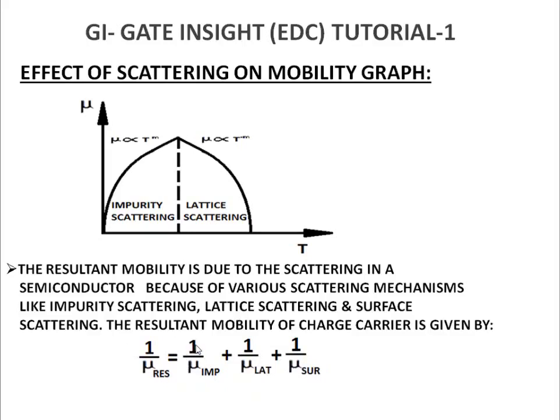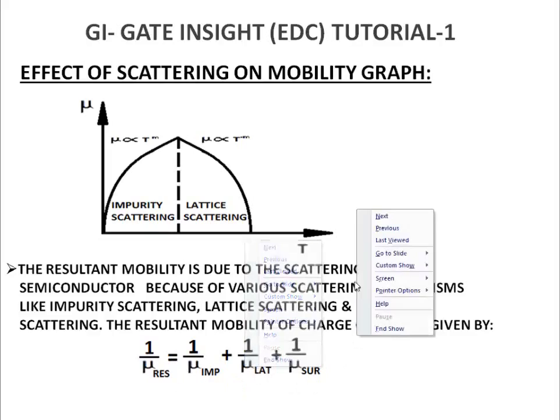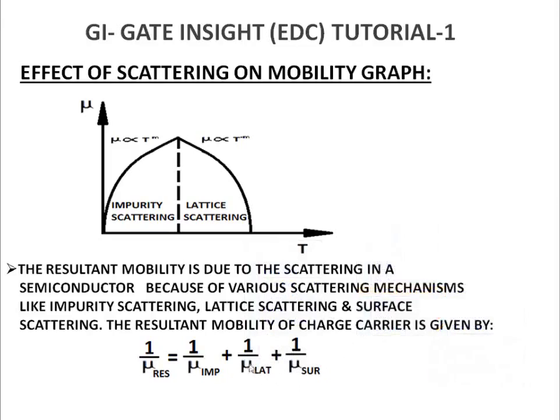Now, one thing you need to remember here is that the resultant mobility that you're going to get will always be less than the least value of these mobilities. Means whichever mobility you get here, be it the lattice mobility, the surface mobility, or the impurity mobility, the resultant mobility will always be less than the least value of these. Remember that. So next we have the revision.